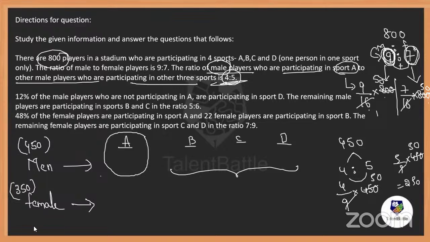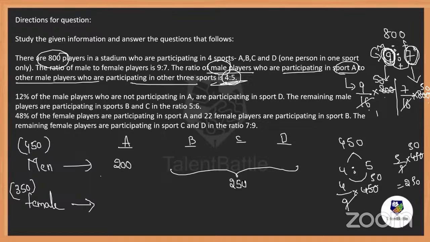That means there are 200 people who are playing for A. And the remaining is 250. We do not know how much is in each, but the remaining in all the 3 games, A, B and C, it is 250.